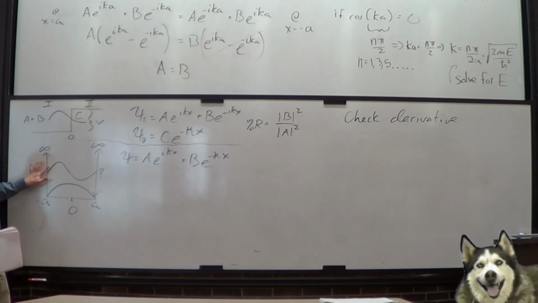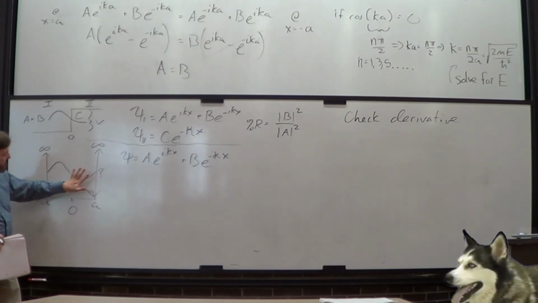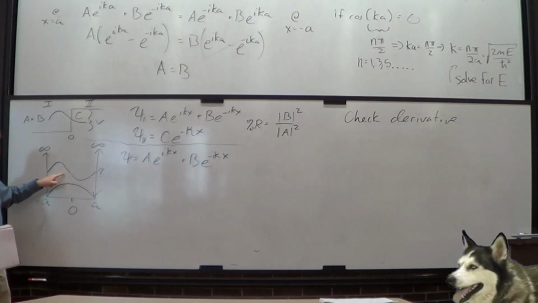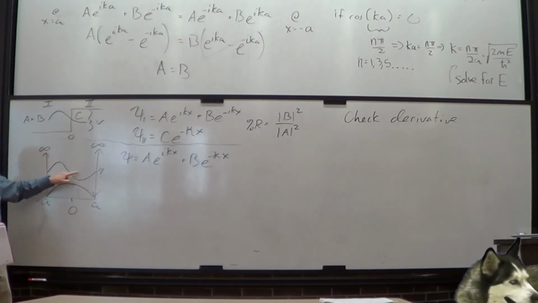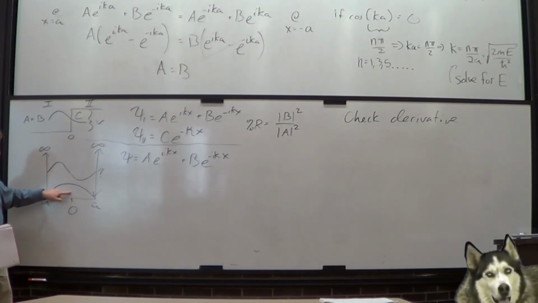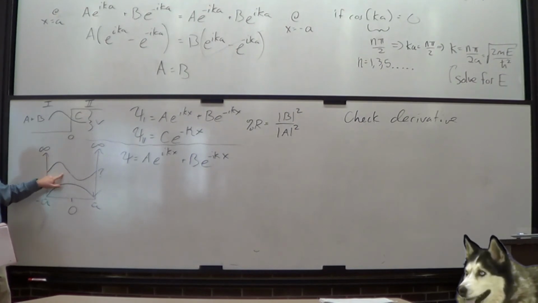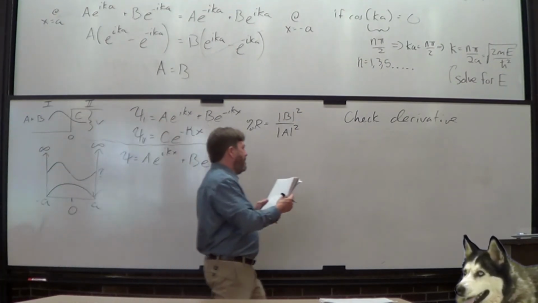And the odd results, look at that. Rising slope, rising slope. These odd functions have equal derivatives at the edges. This one has equal wave functions. This is equal derivatives of the wave functions. So that's how I missed it.